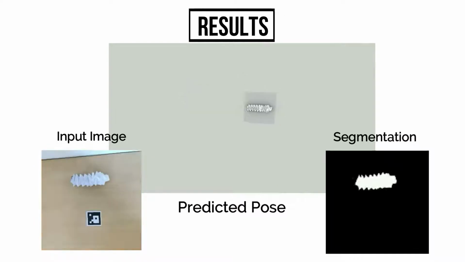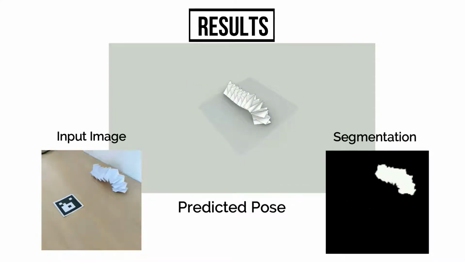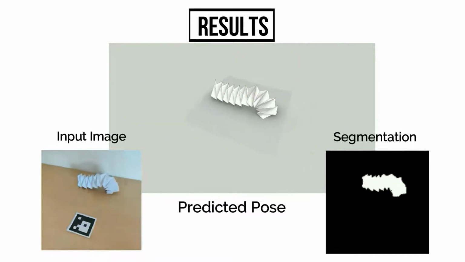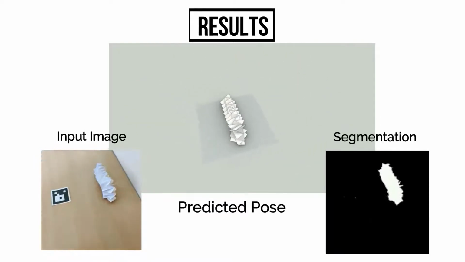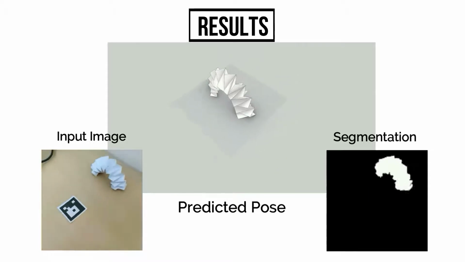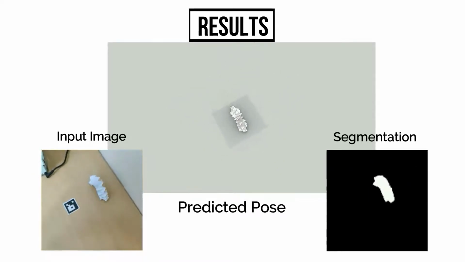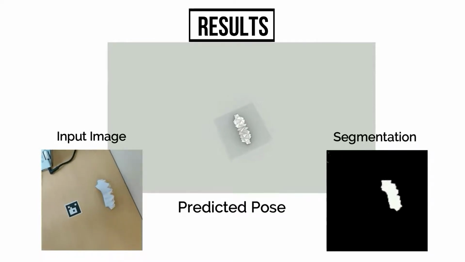Moving on to the results section, the left bottom video is the real-world footage which is passed into the network. The right video is a segmentation map obtained using ScoopNet. The middle video is the visualization of the pose obtained using the simulator. A filter was applied to smoothen the camera motion for better viewing.